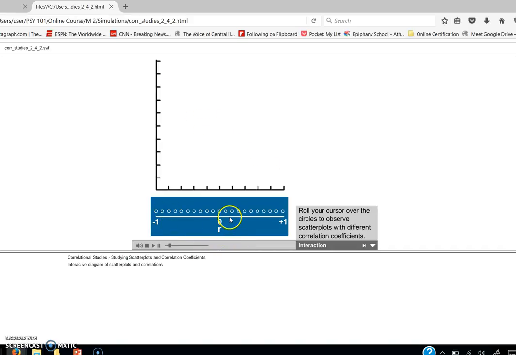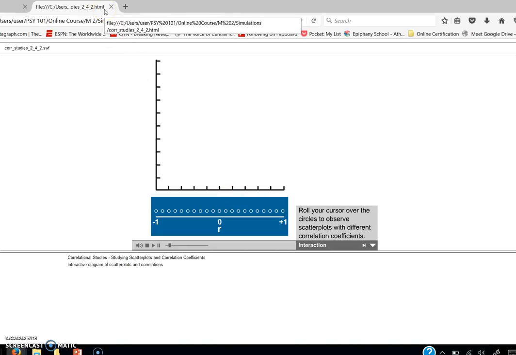And the same thing for the positive side. Anything near zero is a weak positive correlation. Anything near the middle is a moderate positive correlation, and anything through the far end near the 1.0 mark would be a strong positive correlation.